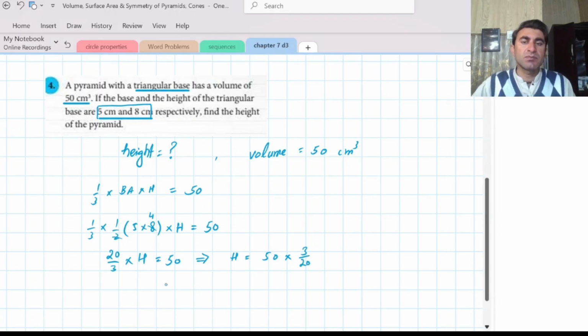So after we simplify, H shall become, I'm going to cancel out the 0, 15 divided by 2, and that is definitely 7.5 centimeters. So height of the pyramid is 7.5 centimeters for question number 4.